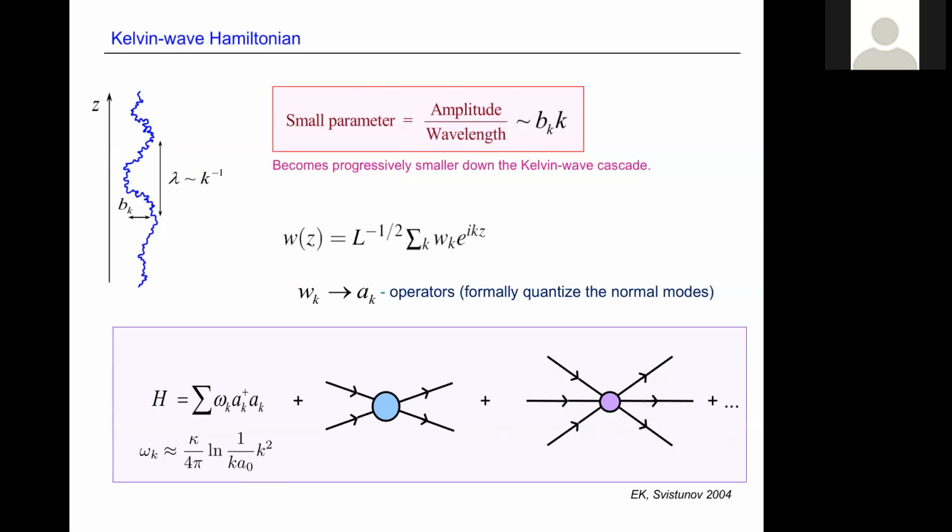Right? So if you expand the Hamiltonian in the small parameter, then you see that the first bilinear term gives you the dispersion, which is quadratic with a logarithmic correction, and all the higher order terms. The k-squared is outside the log. Yeah.